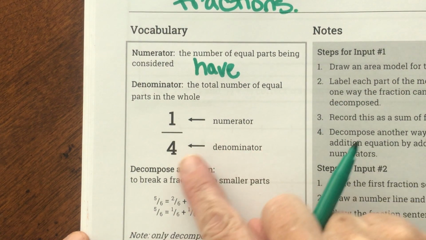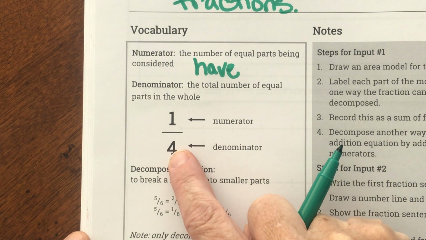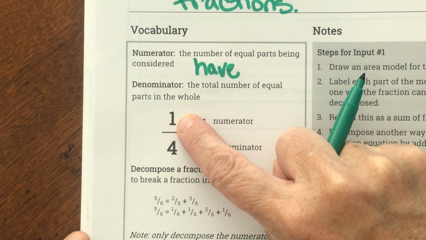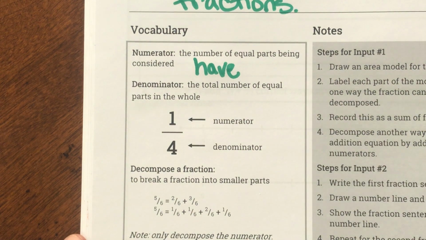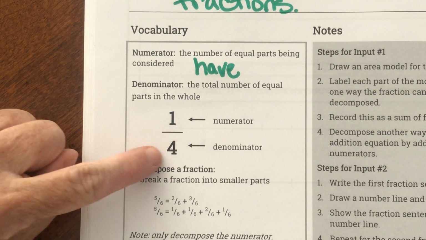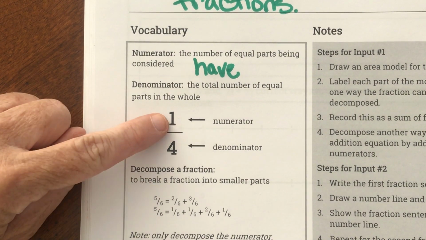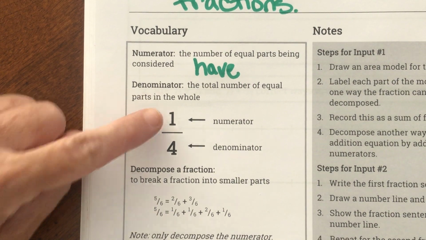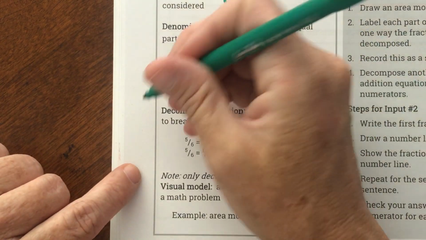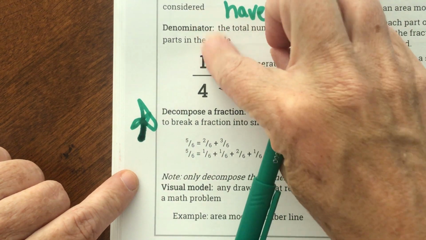So for example, this means that the whole was partitioned into 4 parts and I have one of the 4 parts. So if this was pizza, this would mean the pizza was cut into 4 slices, but I only have one of them.